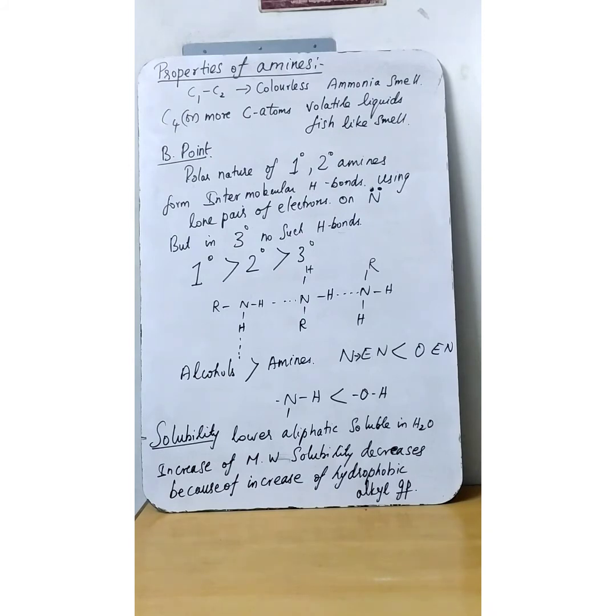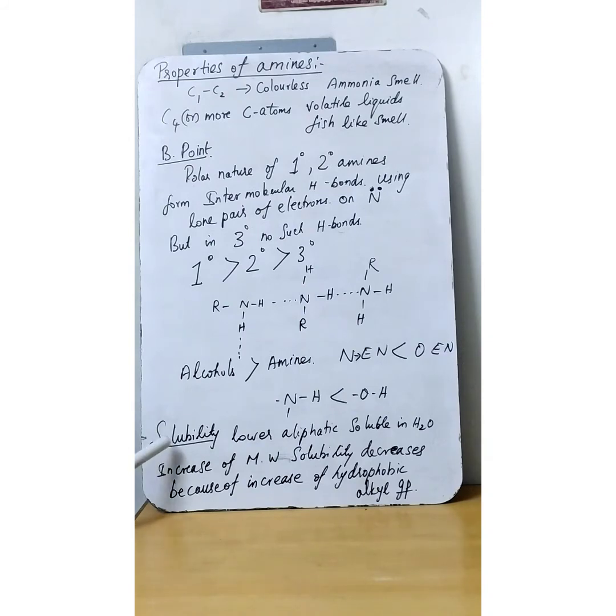Because in alcohols, the bond is between hydrogen and oxygen, and in amines, the bond is between hydrogen and nitrogen. Compared to nitrogen, oxygen is highly electronegative. Nitrogen's electronegativity is less than that of oxygen, so the nitrogen-hydrogen bond is weaker than the oxygen-hydrogen bond. Alcohols have the O-H bond, so alcohols have a higher boiling point than amines.